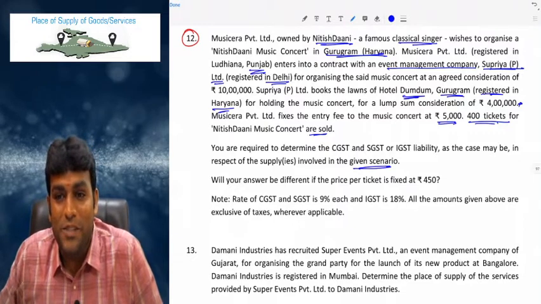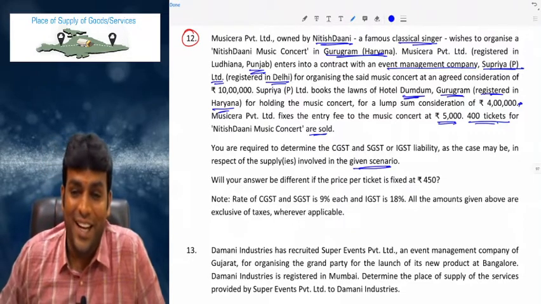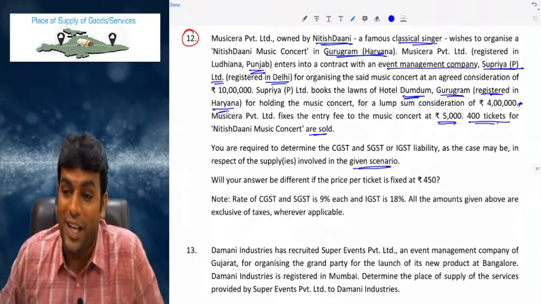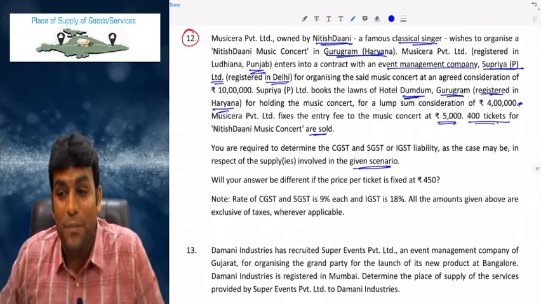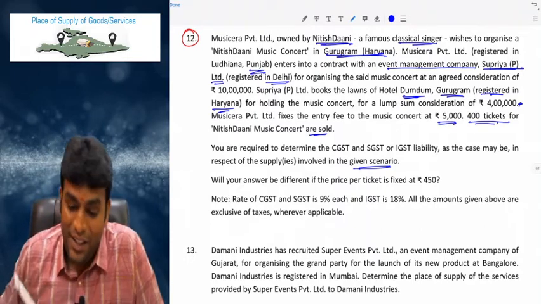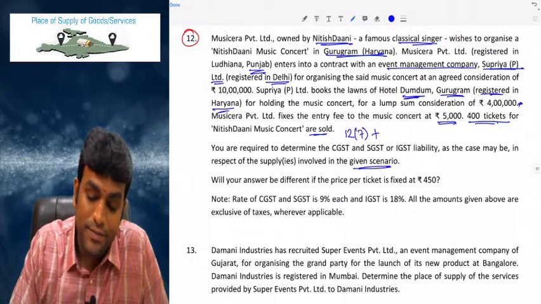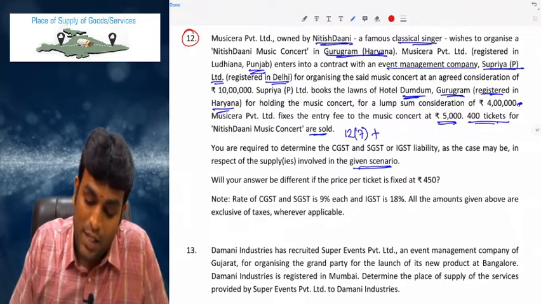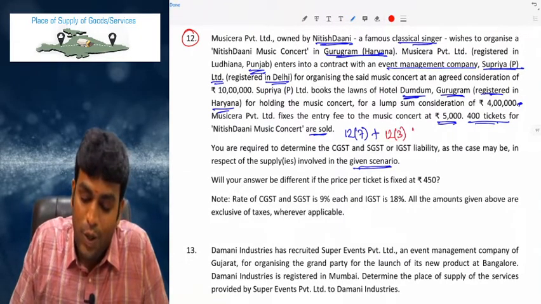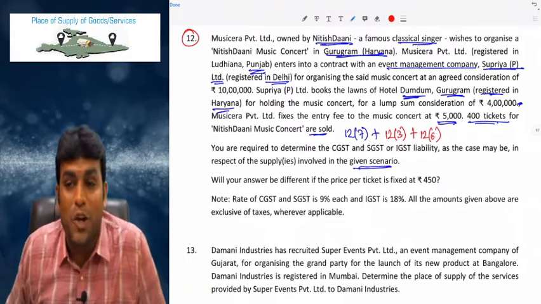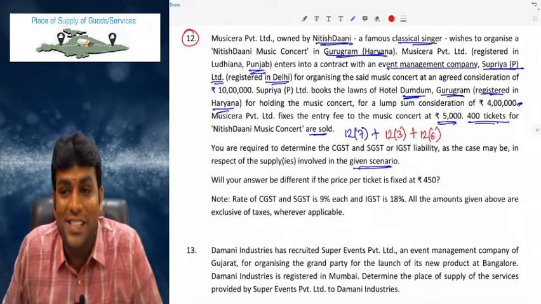One, what is the place of supply for organizing the event? Second, what is the place of supply for the hotel giving that place for organizing the event? Last, what is the place of supply for admission to the event? So this question has the concept of 12(7), the concept of 12(3) for immovable property, and the concept of 12(6) for admission to events.